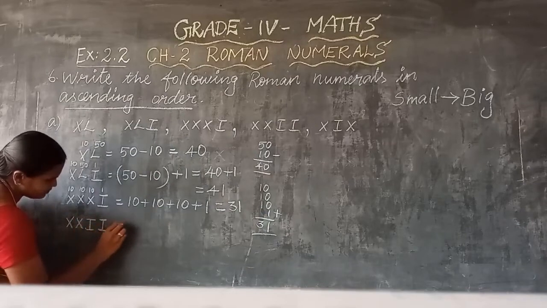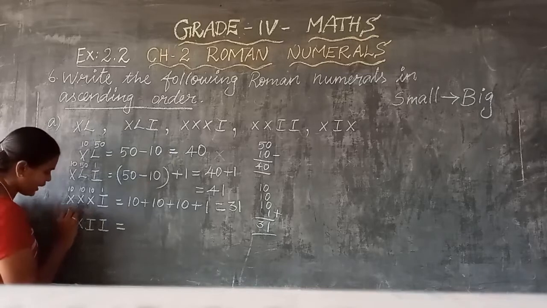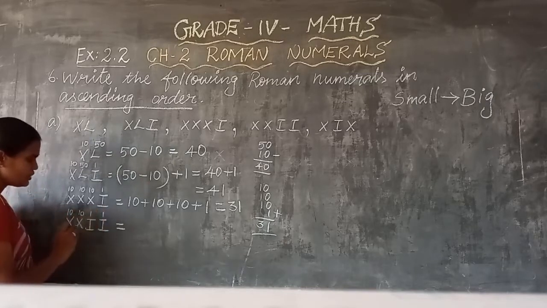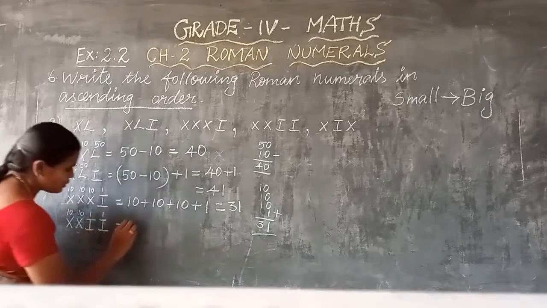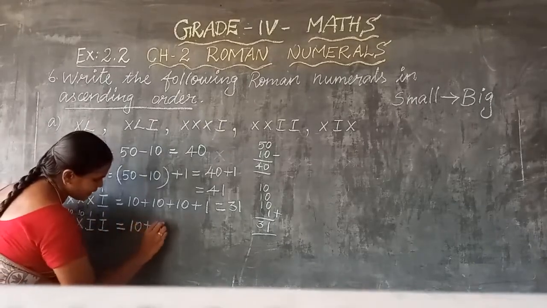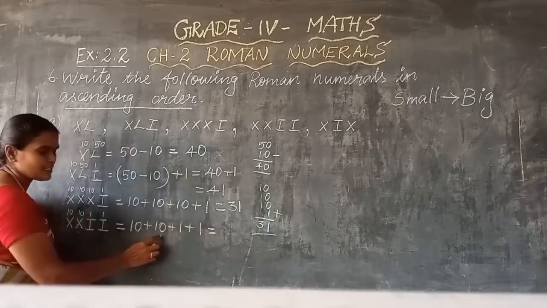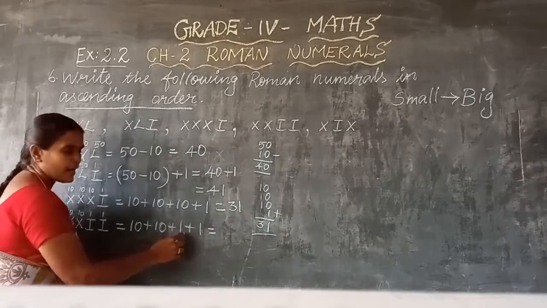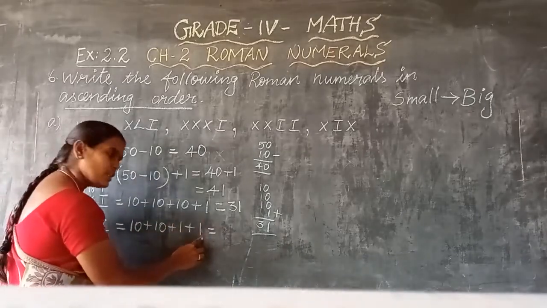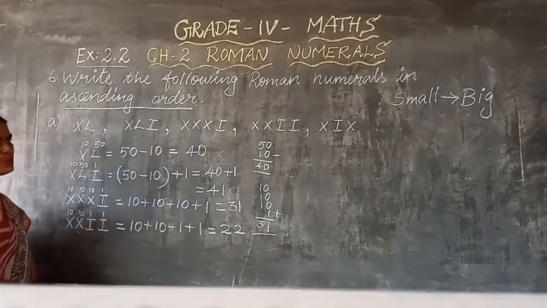XII. So repeated means addition. So X value 10, I value 1. Greatest number, right side small number means addition only. So 10 plus 10 plus 1 plus 1. 10 plus 10, 20. 20 plus 1, 21. 21 plus 1, 22. So we get answer 22.